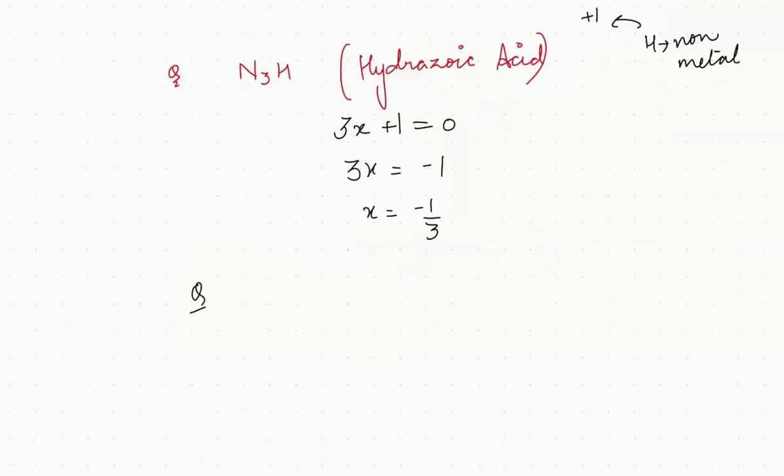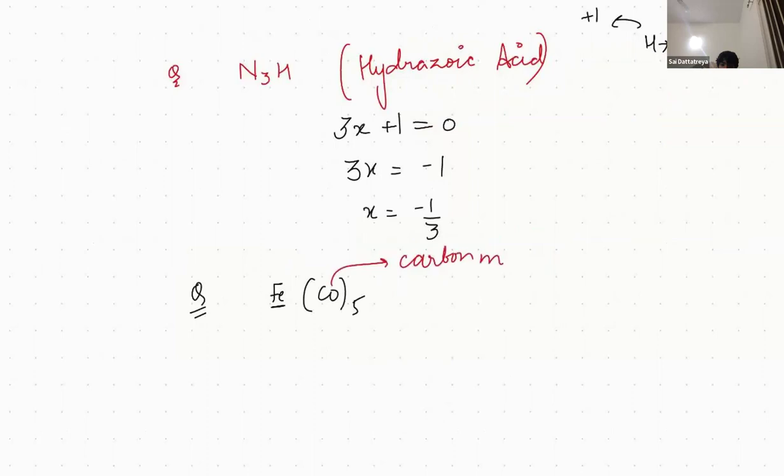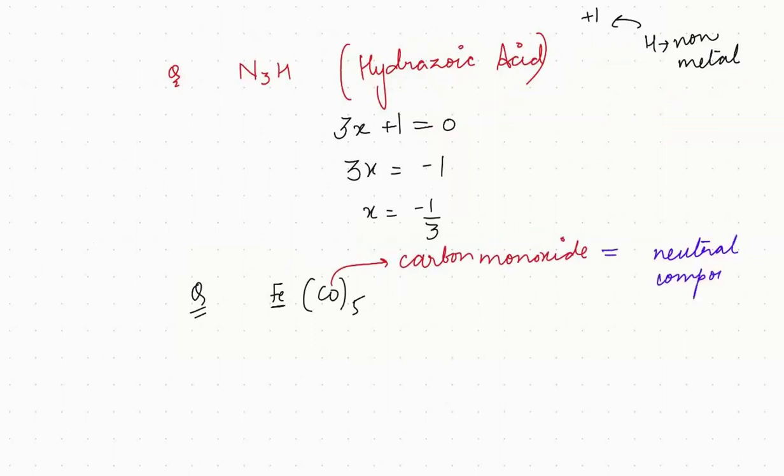Next is Fe(CO)5. This is iron carbonyl. You have to calculate the charge on iron. Here the CO is carbon monoxide, right? So let iron charge be X, and carbon monoxide, you have to remember, is a neutral compound. So X plus 0 into 5 is going to be 0. So X is going to be 0.